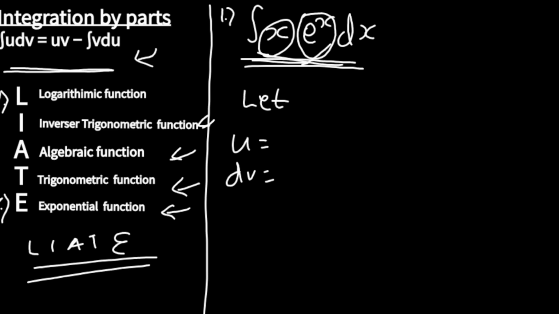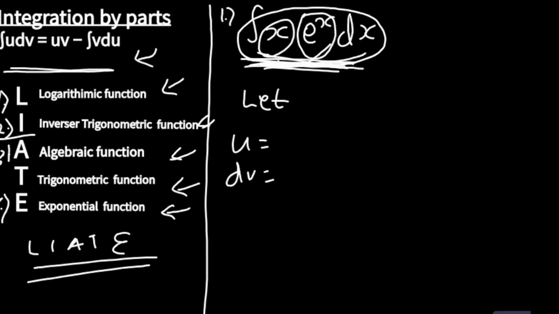So for our u, we look at LIATE. L is the logarithmic function. We don't have a logarithmic function in this integral. The next one, an inverse trigonometric function. Do we have? No, we don't have. The third one, an algebraic function. Yes, there's an algebraic function here. So our u will be x, the algebraic function, because it has a higher priority than an exponential function, which is the last priority.